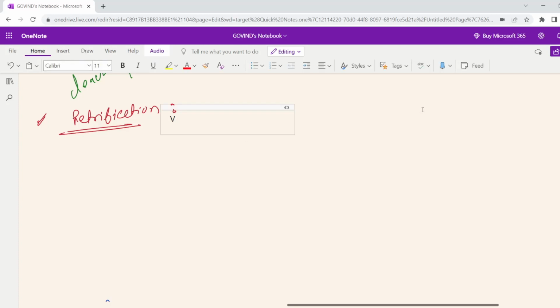So if I have to define petrification, how can we define it? Petrification is basically when the structure remains the same but the chemical composition gets changed.